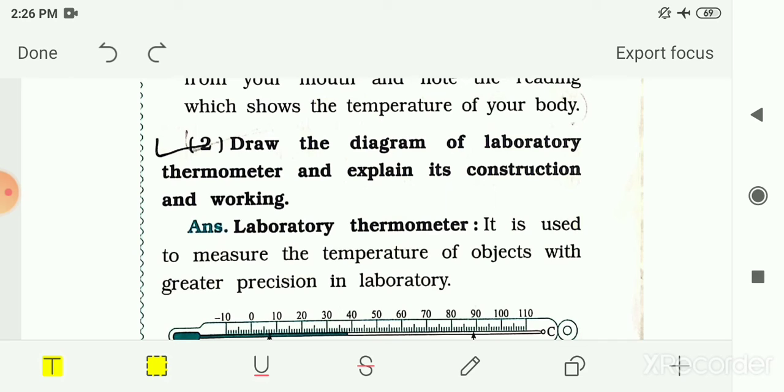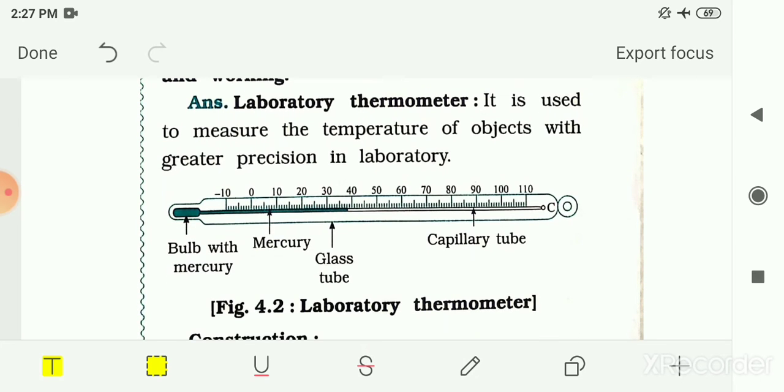Now the next question is about the laboratory thermometer. Draw the diagram of the laboratory thermometer and explain its working and construction. Here first its use is given to you, why we are using this kind of thermometer. It is used to measure the temperature of objects with greater precision in the laboratory. In the laboratory, to measure the temperature of different kinds of objects, we are using this kind of thermometer.